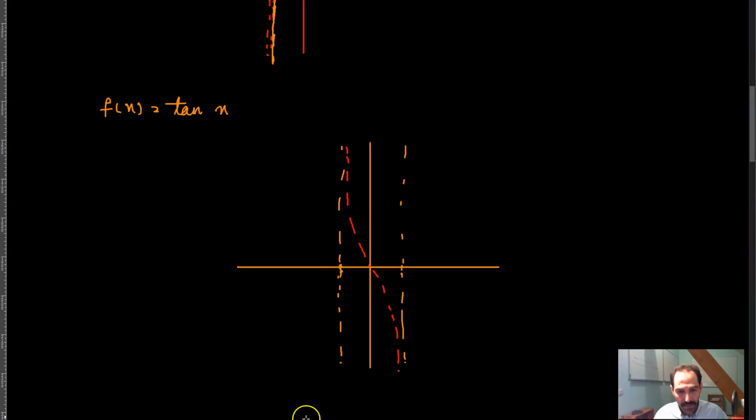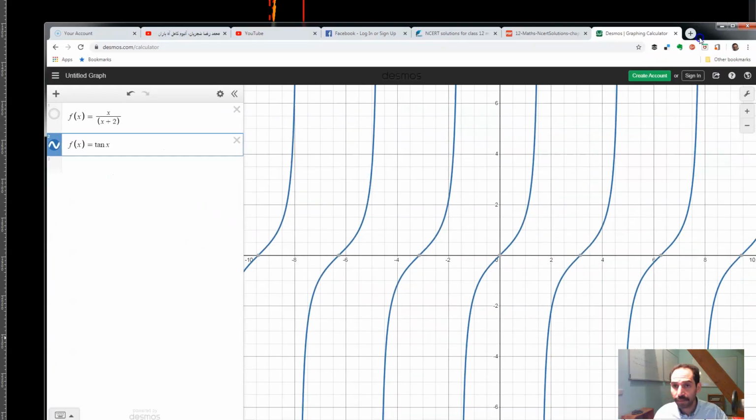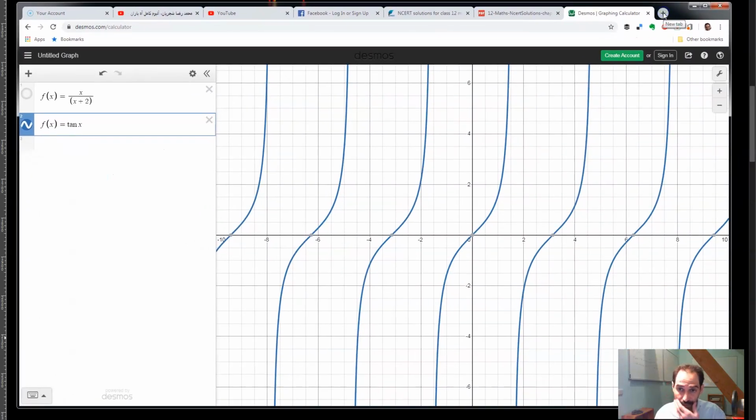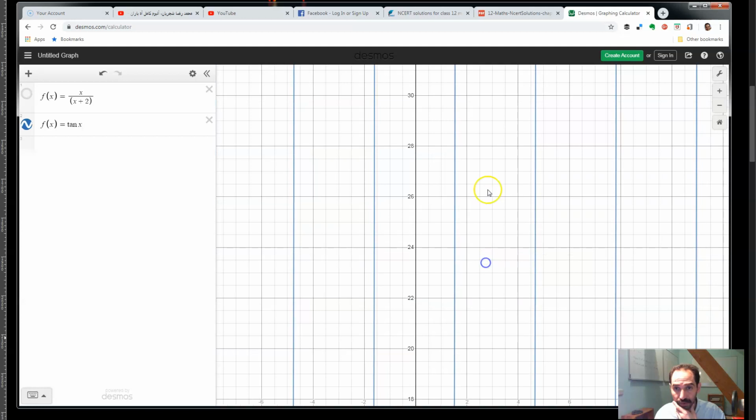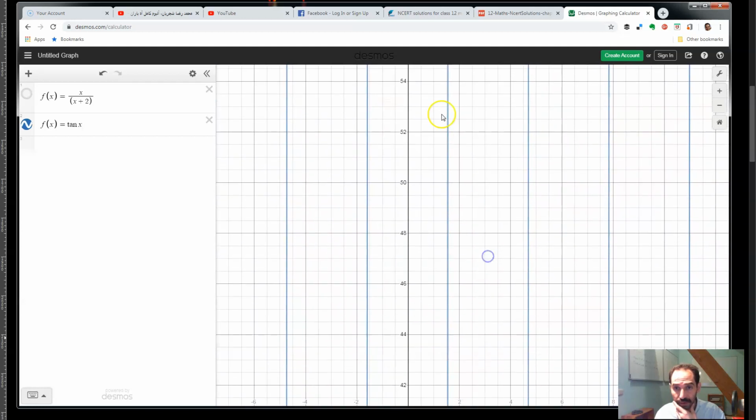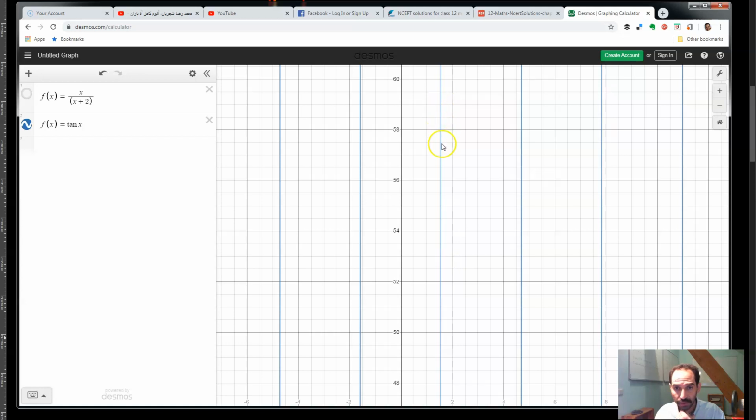I don't really remember that, but if I try f of x is equal to tan x, well, as you can see, this is this line over here. You can see that the function actually never reaches this line, or maybe it does. I'm not sure. It's somewhere very close to this line.